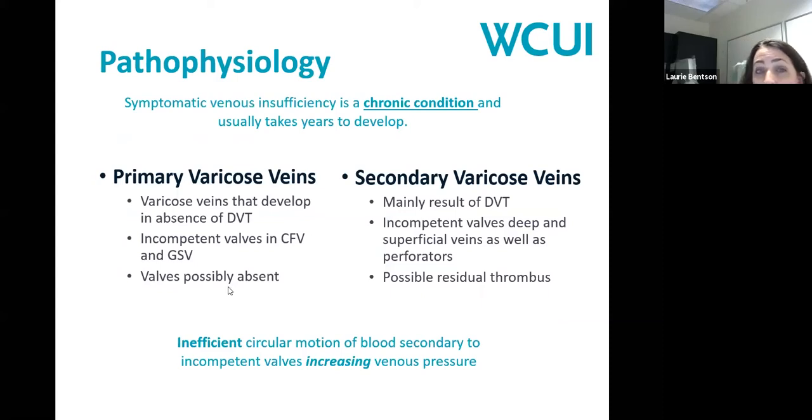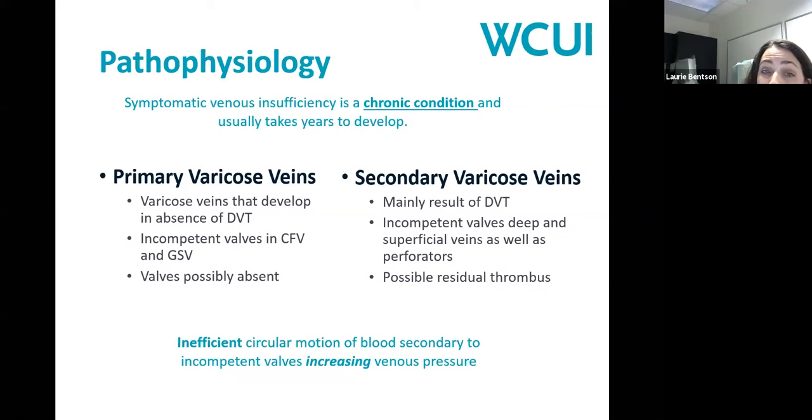The pathophysiology of venous disease: patients with venous insufficiency are symptomatic. This is more of a chronic type condition. The patients experience these complaints for years and years. It takes years to develop. There are two primary sources, the primary varicose veins and the secondary varicose veins.